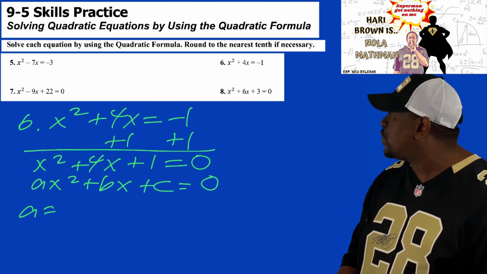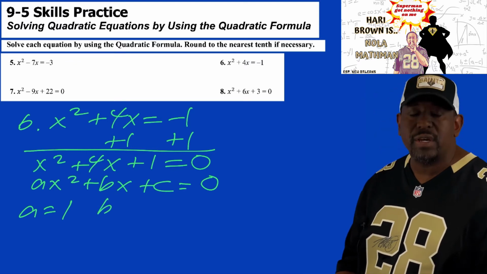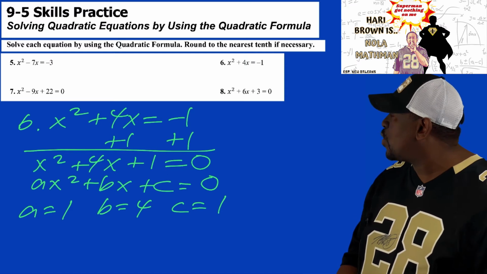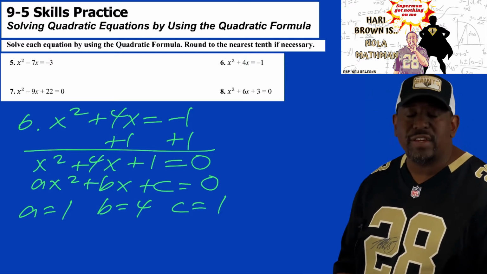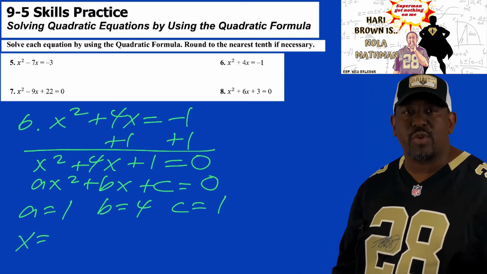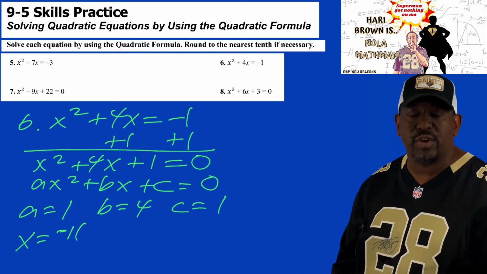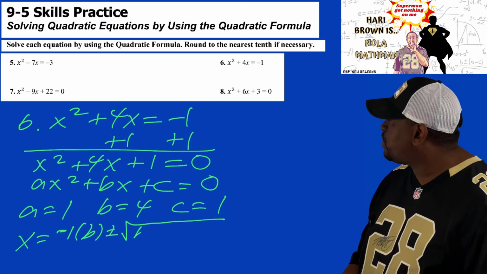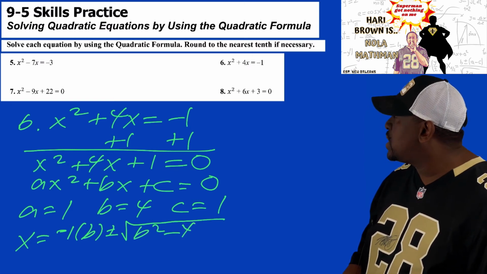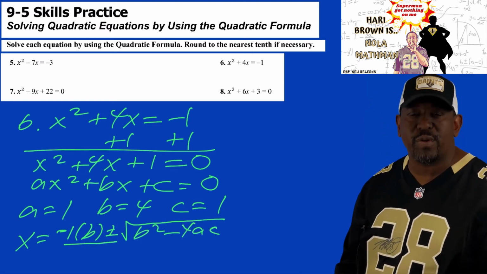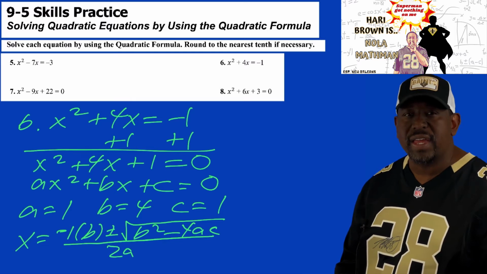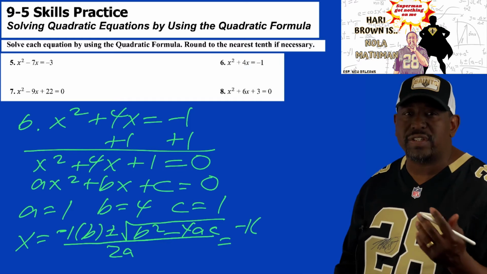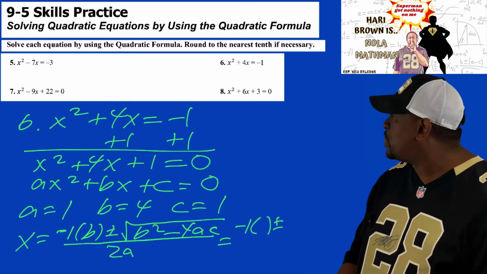We put the general form below it to match it up. We pull out a, b, and c. A is equal to 1, b is 4, and c is equal to 1. So at this point, we can now write the quadratic formula and substitute our values and solve for x. So we write the formula, negative b plus or minus the square root of b squared minus 4ac over 2a. And again, the more you write it, the more confident and the more secure this formula becomes.